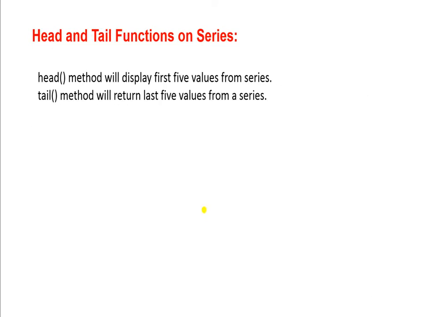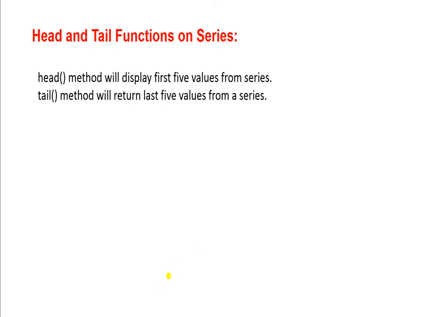Now the next is head and tail functions on series. Students, these are two methods provided by Python, head and tail, which you can apply on a series and data frames also. The first is the head method. It will display the first 5 values from a series. When you apply the head method on any series, it will display the topmost 5 elements of this series, and the tail method will return the last 5 values from a series.